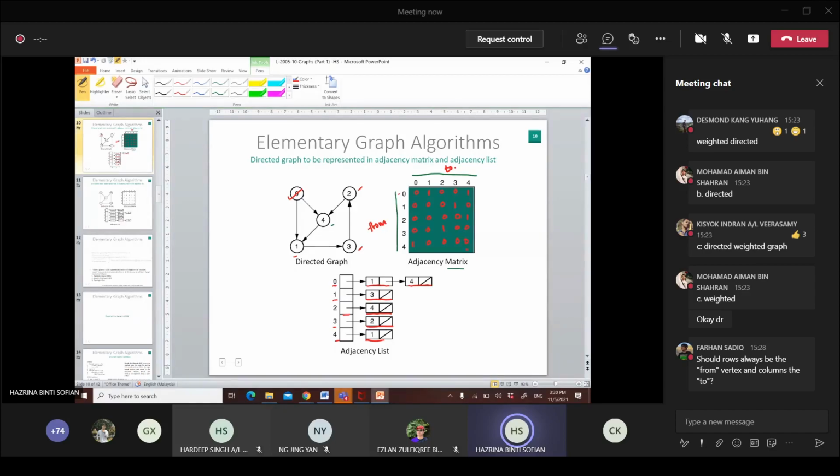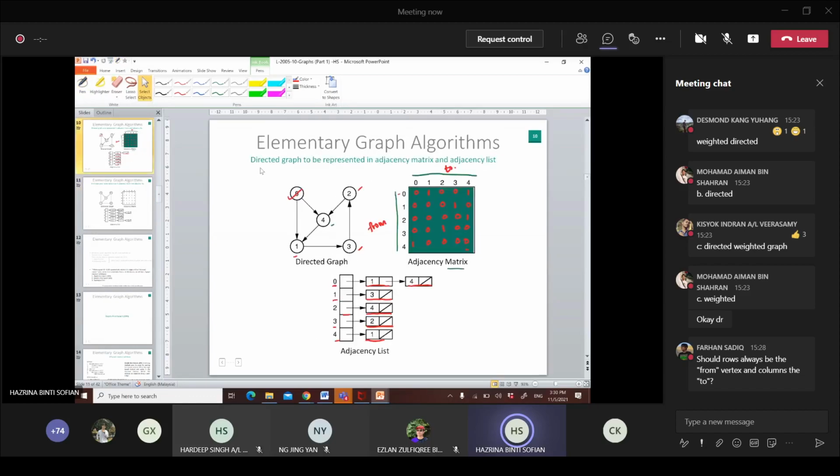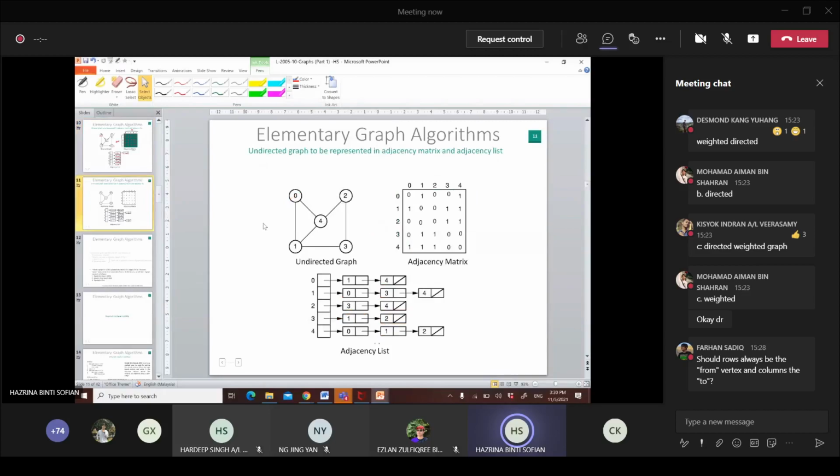So in your tutorial, you will need to present your graph in these two methods. So this is for a directed graph where there are arrows. For the undirected graph, as I said earlier, it can go both ways.